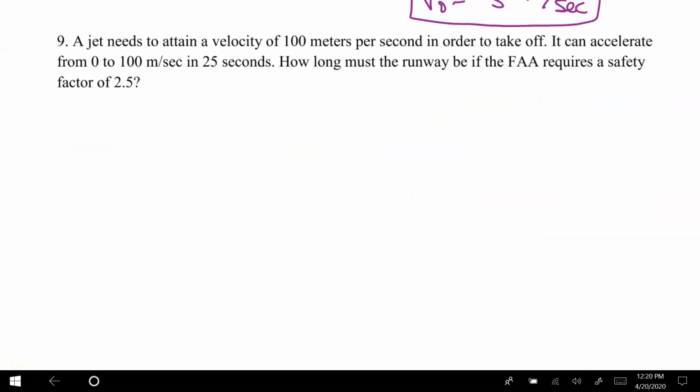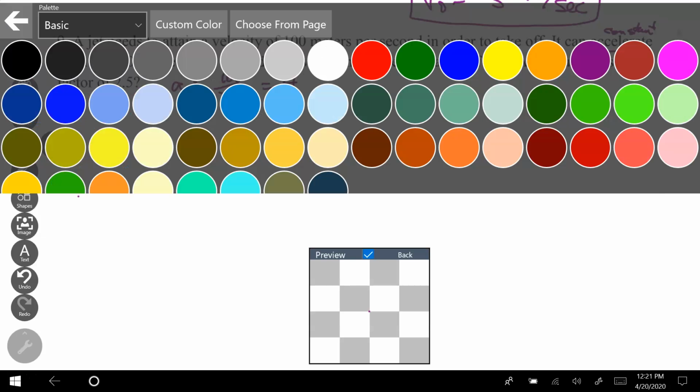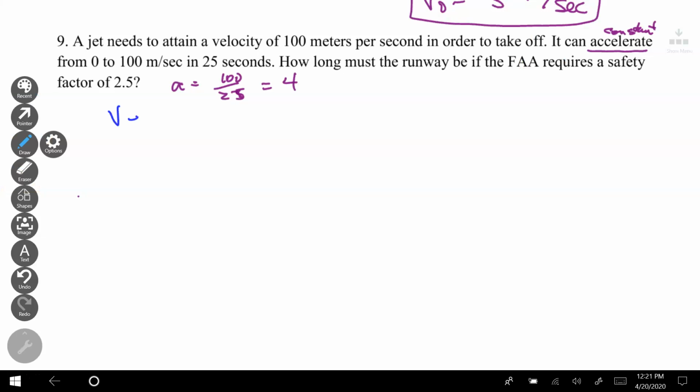Okay, the last example: I have this jet that needs to take off at 100 meters per second. It says it can accelerate from 0 to 100 meters per second in 25 seconds. This acceleration has to be constant. So a equals 100 over 25, which equals 4. So v equals the antiderivative of a, or 4 dt. So v equals 4t plus c.